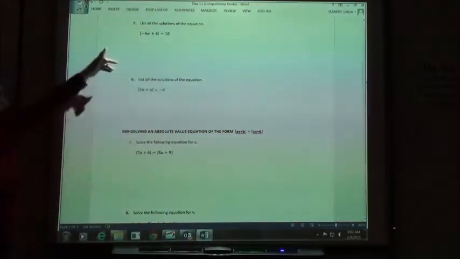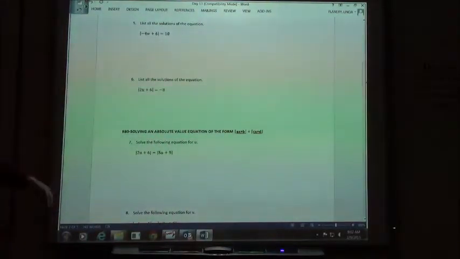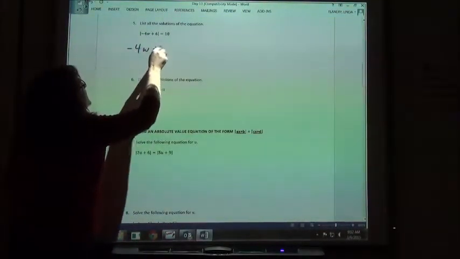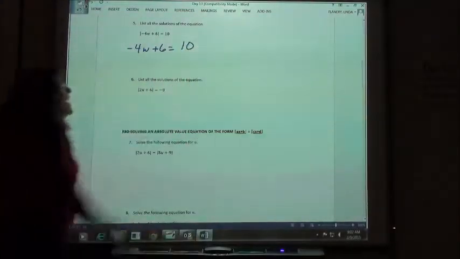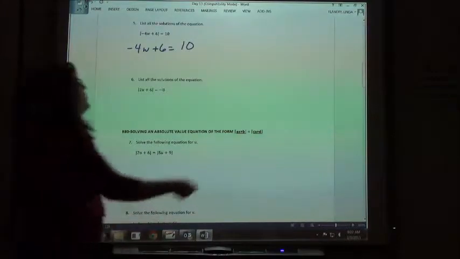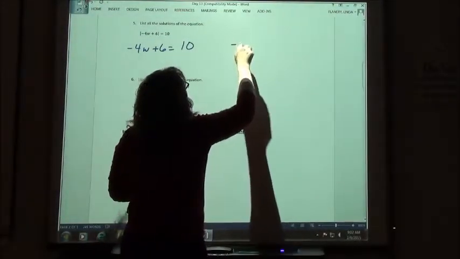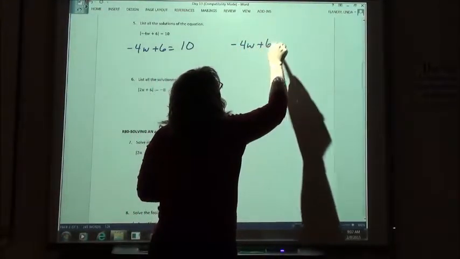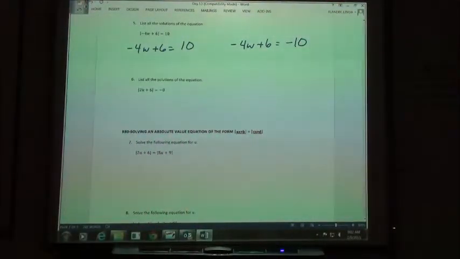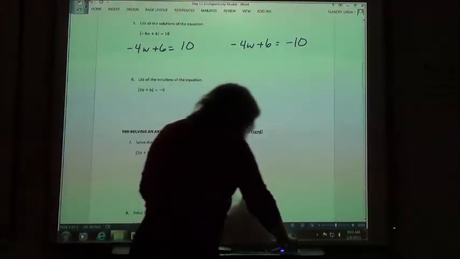So on number 5, the absolute value of negative 4w plus 6 equals 10. Could be that negative 4w plus 6 equals the positive 10, or, since the absolute value of negative 10 is still 10, the negative 4w plus 6 could also equal the negative 10. So I'm going to write down my two problems. They call them case 1 and case 2 on Alex. And then I'm just going to solve them like I solve all my other equations.